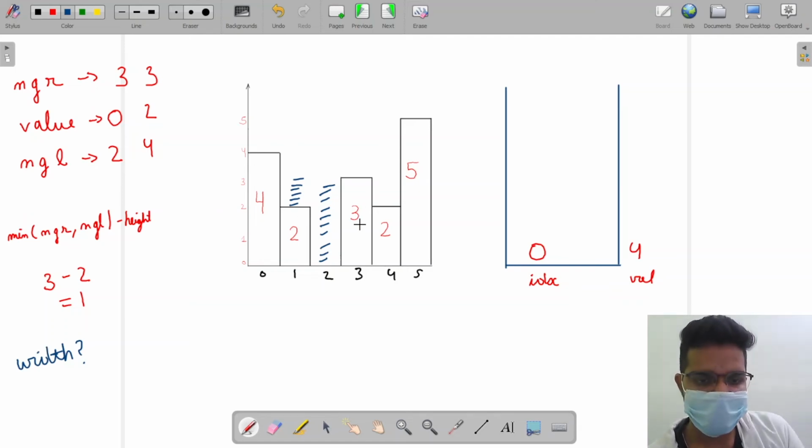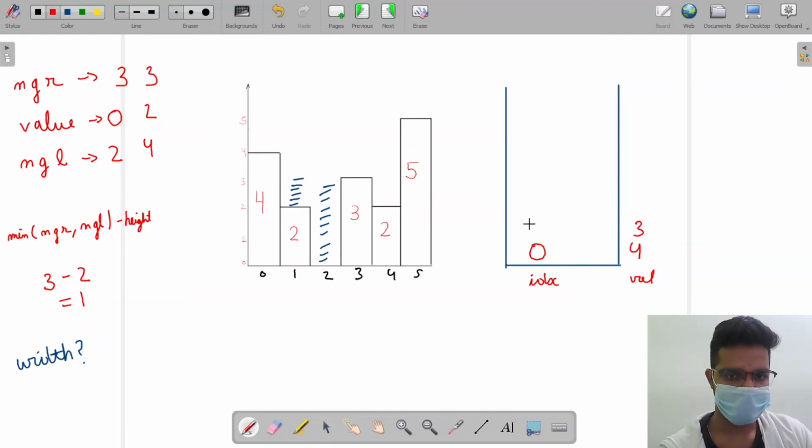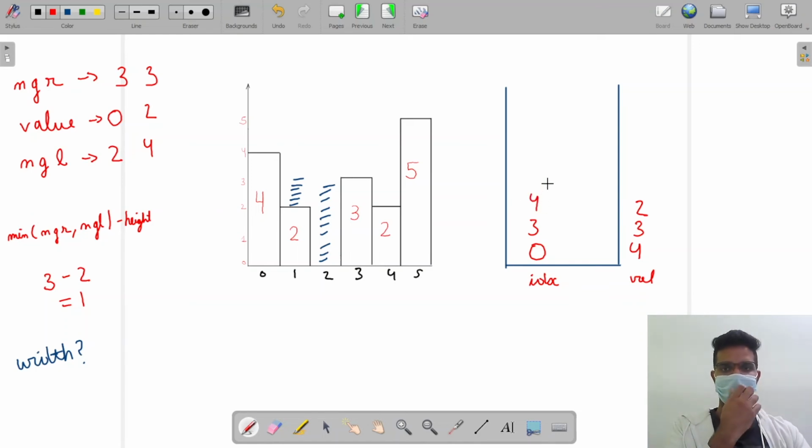Now we check, is 3 greater than the top element of our stack? No, it is not. So this time I'm going to push 3. So we push 3 with its index. Now again we are going to push 2 because it is less than the top element of our stack, that is 3, and its index 4. Now you are going to understand everything.